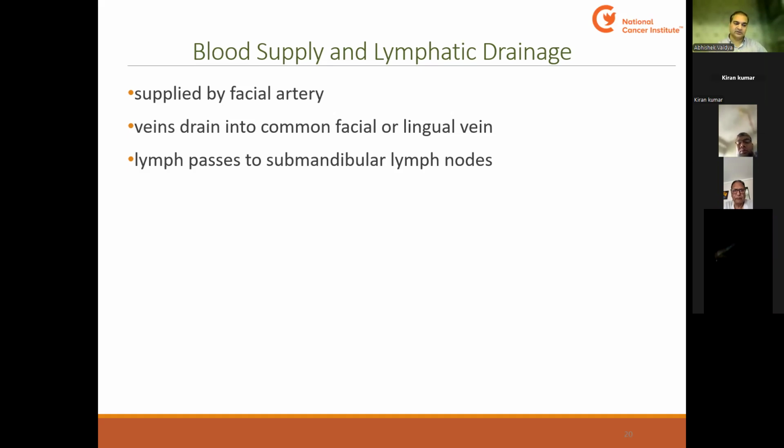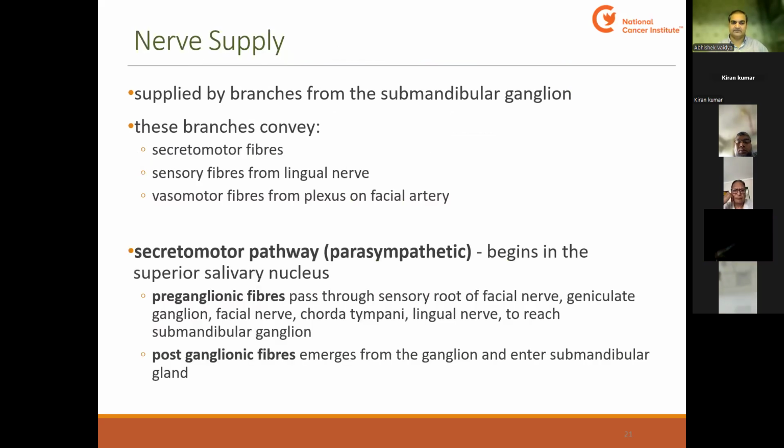It includes both the glandular lymph nodes, it includes the lingual nodes, which are on the medial aspect of the deep lobe of the submandibular gland, and it also includes the perifacial node. So all of these are the draining nodes for the submandibular glands.